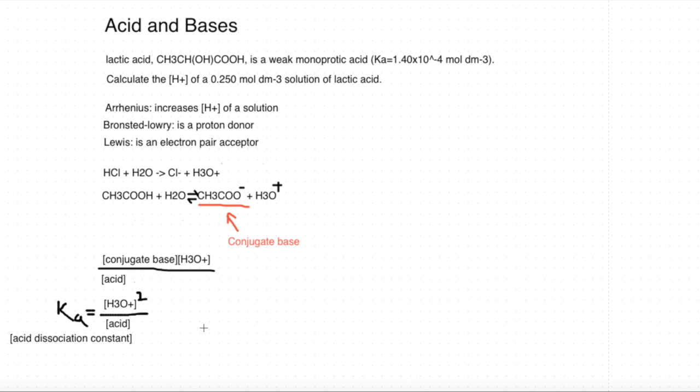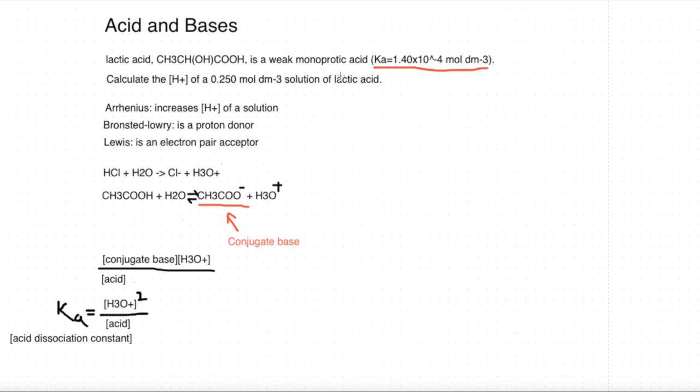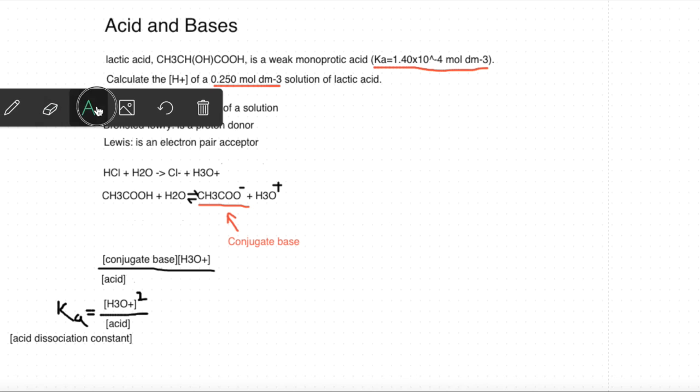All right, so we can directly apply this knowledge to our question. Let's add in the numbers. Ka equals 1.4 times 10 to the power of minus 4, and the concentration of our lactic acid is 0.25. So all we have to do is replace the values in our equation.